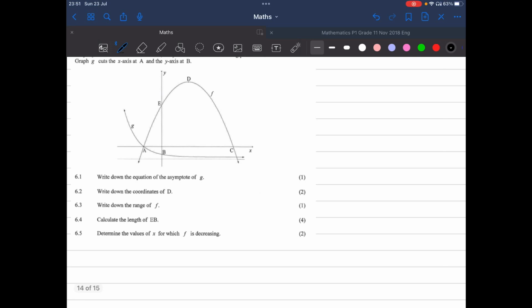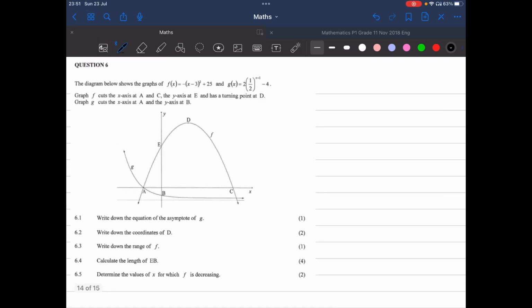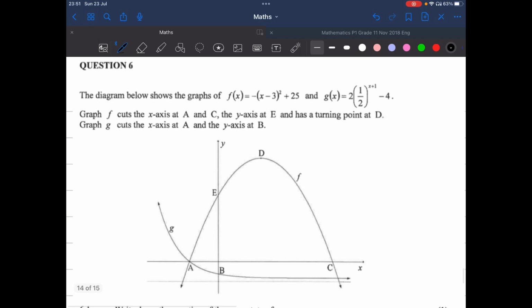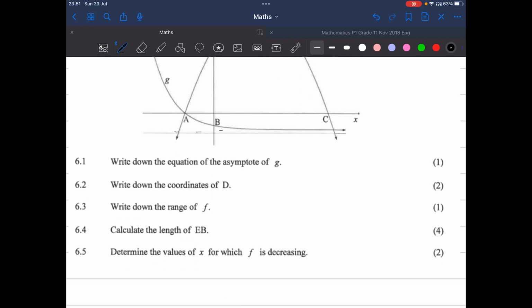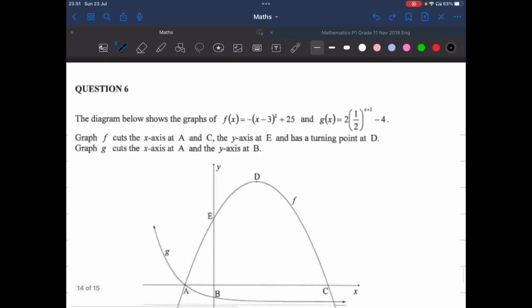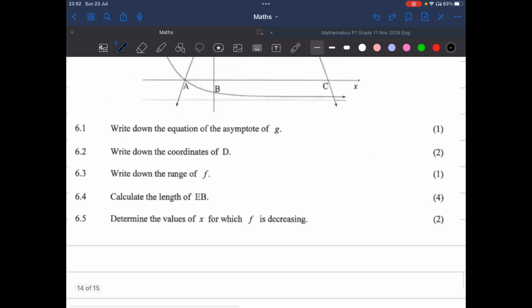6.1. Write down the equation of the asymptote of g. Okay, so g is our exponential graph. And our asymptote, they even marked it here for us, is going to be, let's look at this here again, it's going to be our shift. Okay, so minus 4. So our asymptote is y = -4.